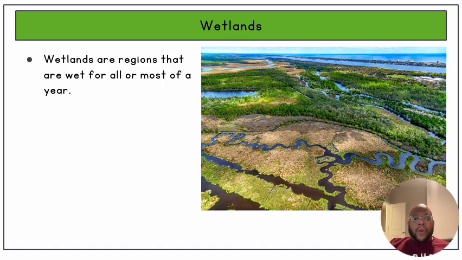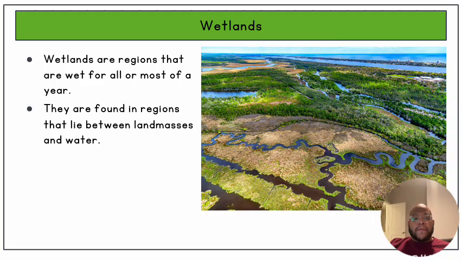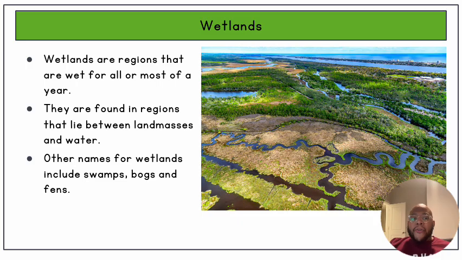So first up are the wetlands. Wetlands are regions that are wet for all or most of the year. They're found in regions that lie between land masses and water. Other names for wetlands include things like swamps, bogs, and fens. So if you've ever been down in New Orleans, you've probably seen some of the swamps there.